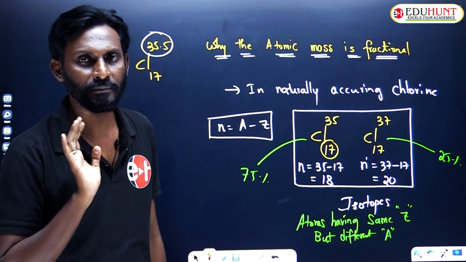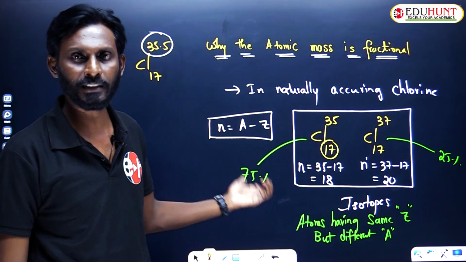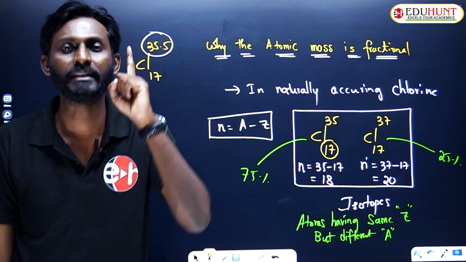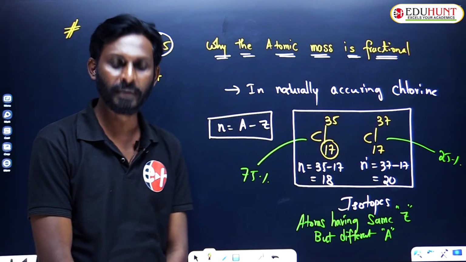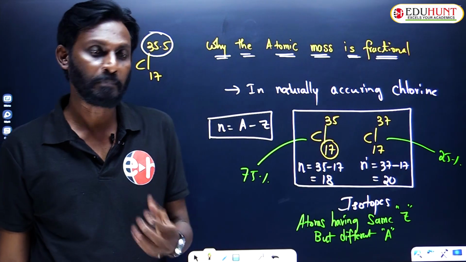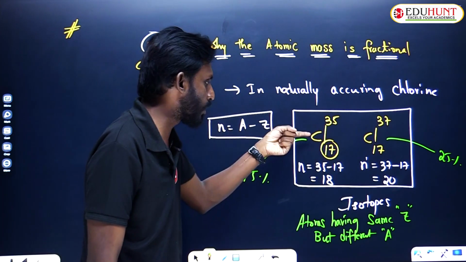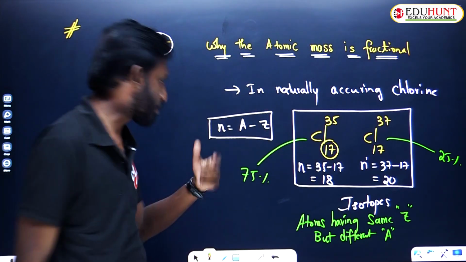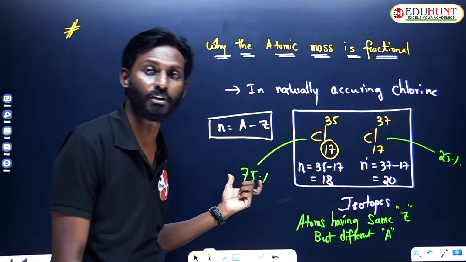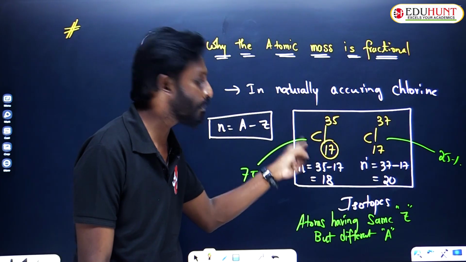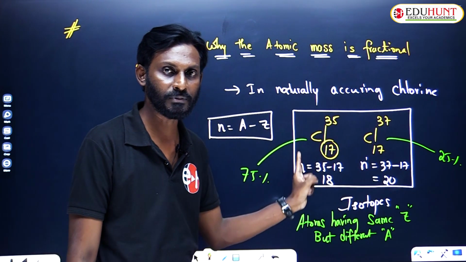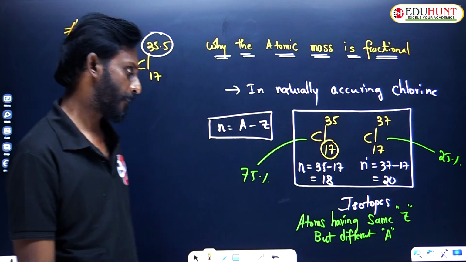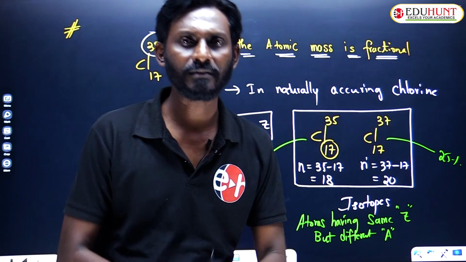Now there is a name for this percentage called isotopic abundance. What is isotopic abundance? Isotopic abundance is the percentage of a particular isotope of an element. Okay, both are different atoms of the same element. Fine. I hope you understand this.